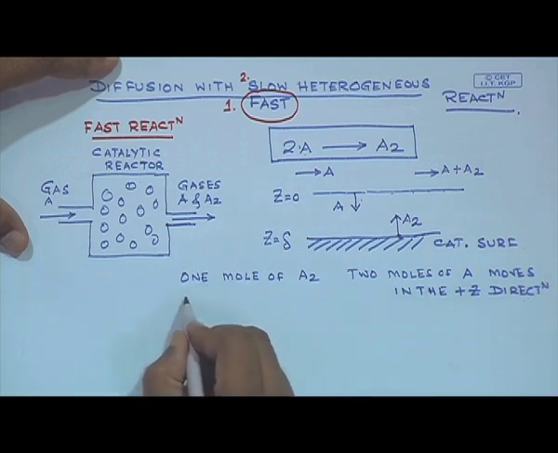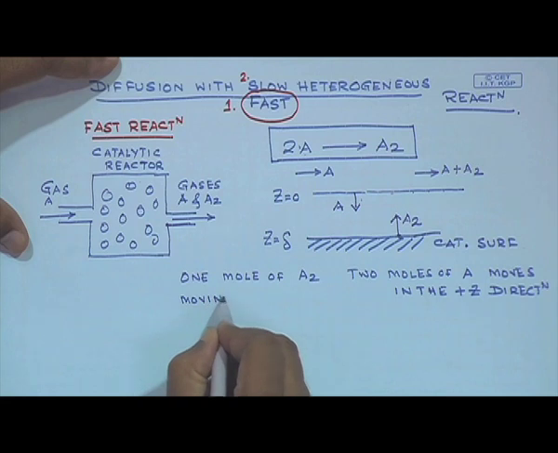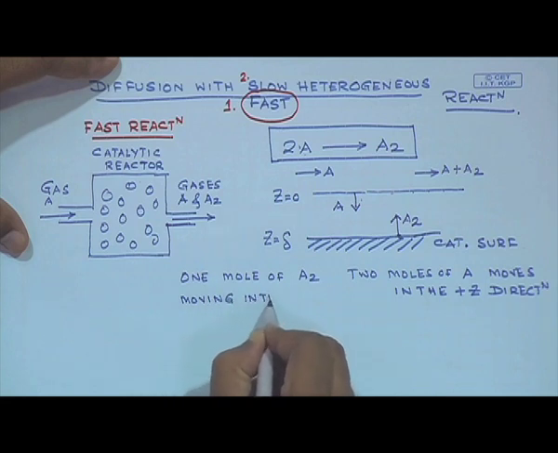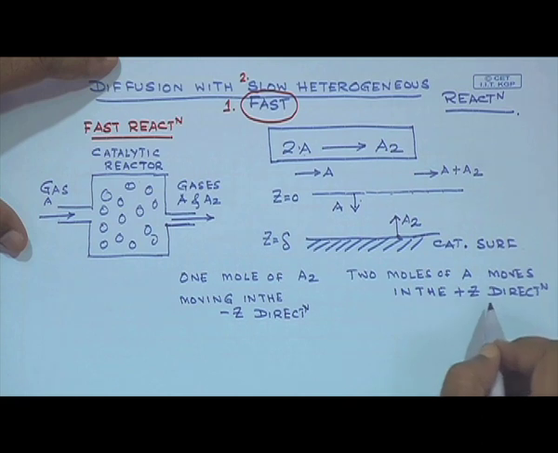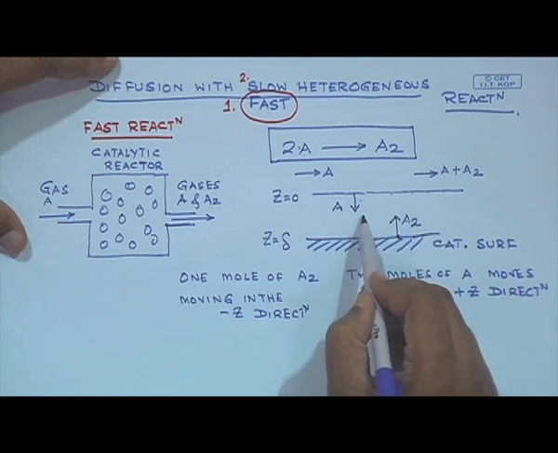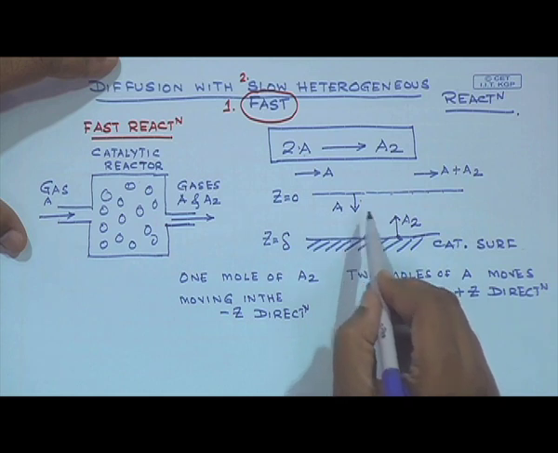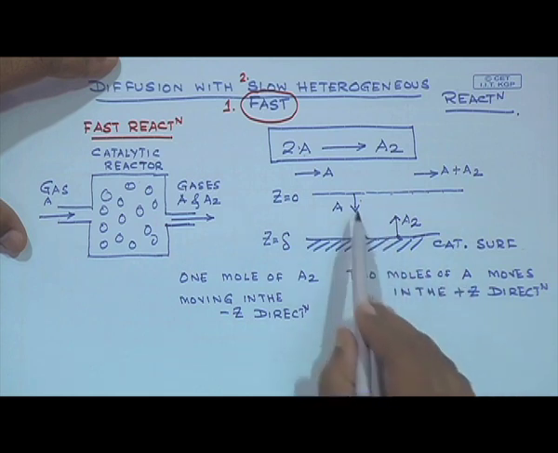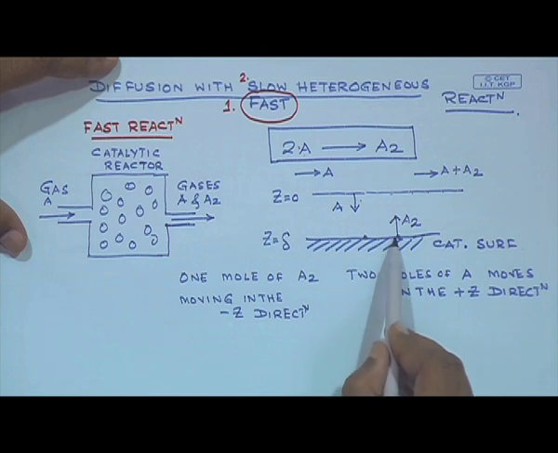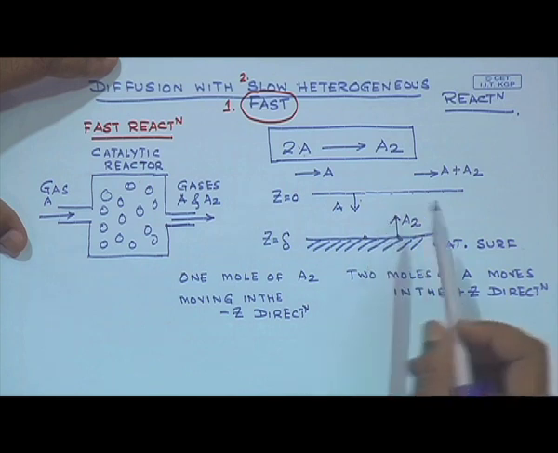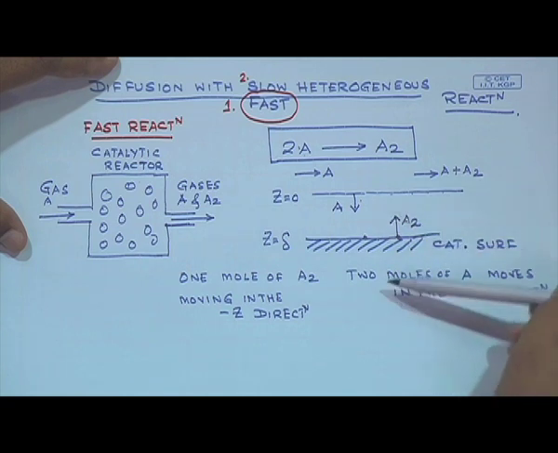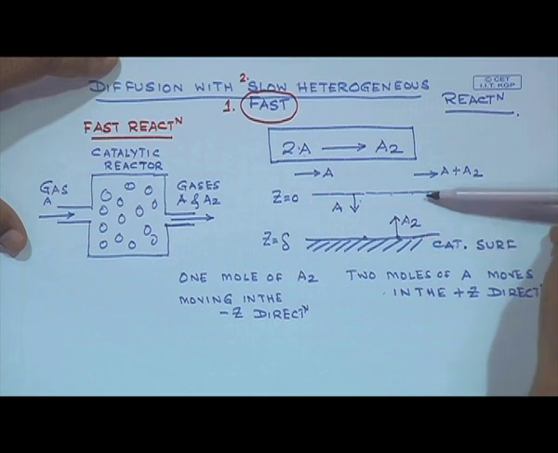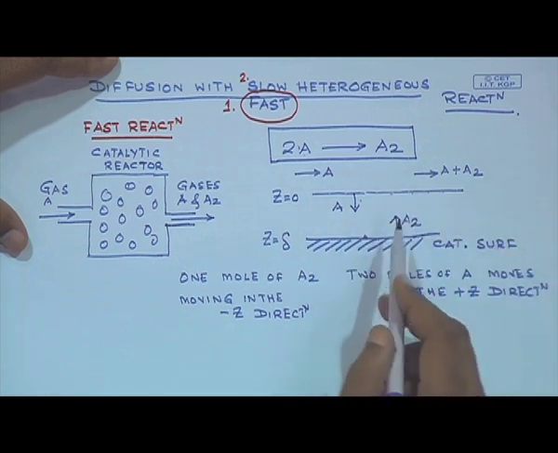So, for 1 mole of A2 moving in the minus Z direction, we have 2 moles of A which is moving in the plus Z direction. So, 2 moles of A coming and reacting over here to form A2. So, 2 moles of A has to move in the plus Z direction for 1 mole of A2 to move in the minus Z direction, and at steady state the rate at which 2 moles of A comes in and the rate at which A2 moves out must be equal.